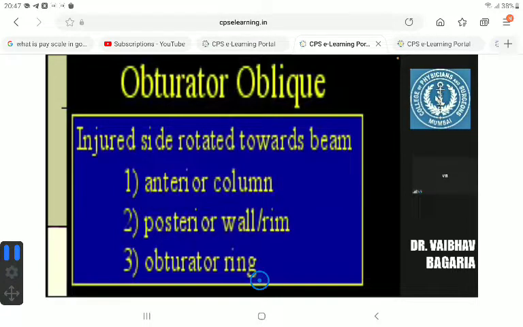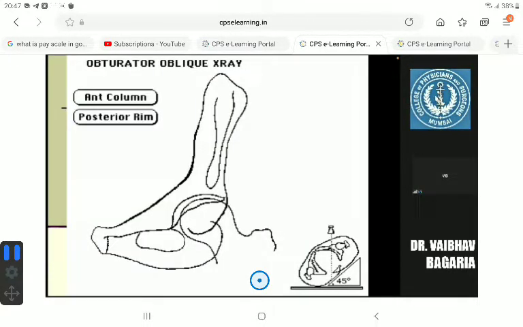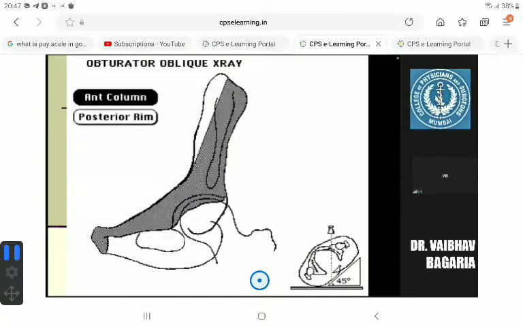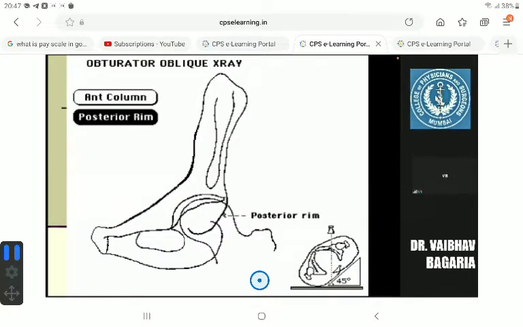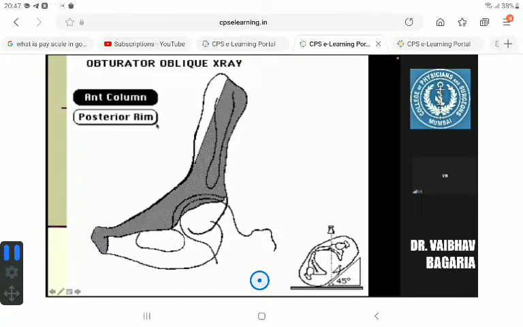Now, how to take an obturator oblique view? When you turn your injured side towards the beam, you can see the anterior column, posterior wall, and obturator ring. So this is how it looks. Okay, so you'll see that it shows the anterior column. This is the anterior column, and that's your posterior rim. So that's how an obturator oblique view looks.